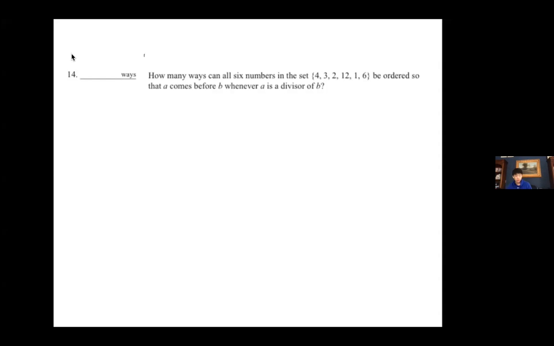Question 14. This one was actually pretty early, and this was a hard problem. It was placed very early, but it was still quite hard. Okay.